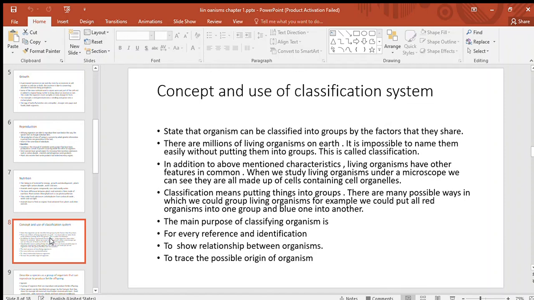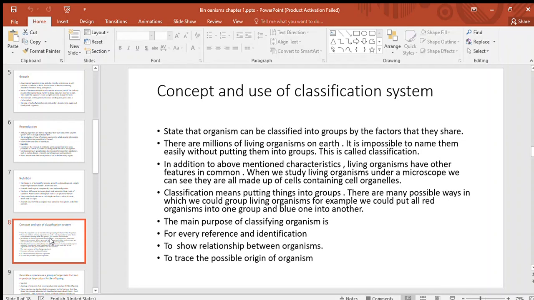Next topic is concept and use of classification system. State that organisms can be classified into groups by the features that they share. We have discussed some features which are common in all animals. Now we discuss the classification system. There are millions of living organisms on Earth. It is impossible to name them easily without putting them into groups. This is called classification.